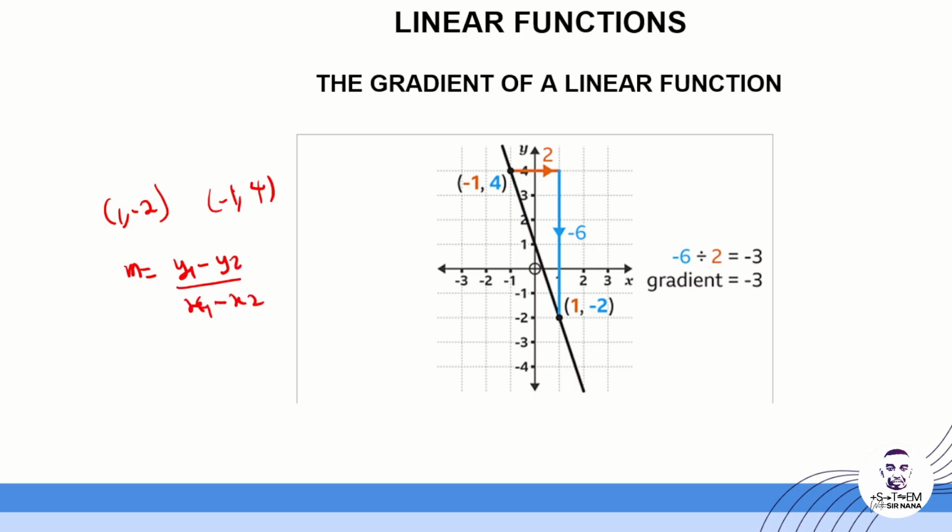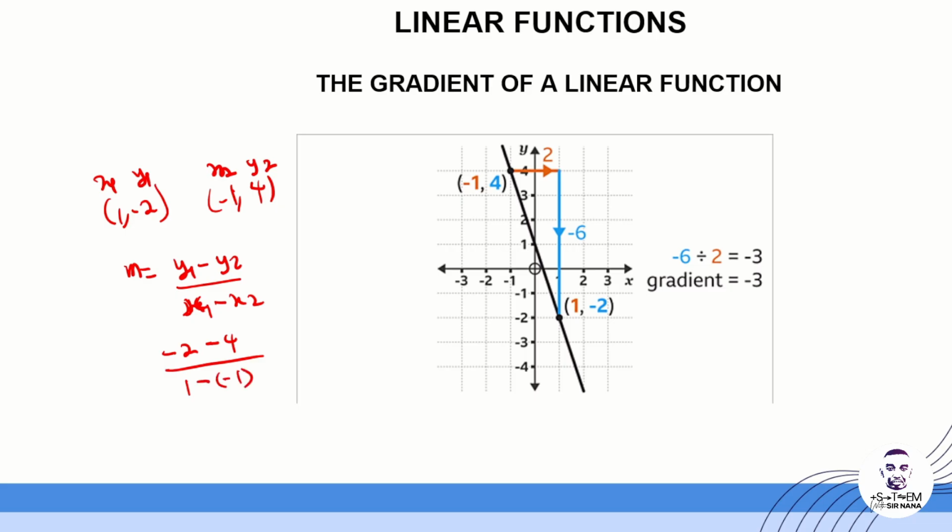Remember that any of these, whether y2 minus y1 all over x2 minus x1, or y1 minus y2 all over x1 minus x2, gives us the same value. So we could call this x1 and have this as y1, then this x2 and then y2. So it means that we are using y1 first. We have negative 2 minus 4, all over the x1, 1, minus negative 1.